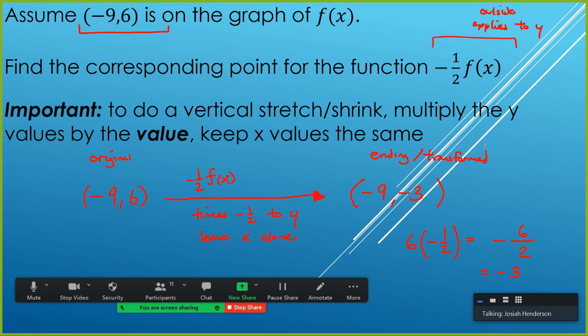And it's kind of cool, no matter what f of x looks like, because it doesn't tell us, right? We don't know if this is a parabola or the cubic or the straight line or what, or some other weird funky function that they made up. We don't know what the original looks like, but we just know that this original point would transform to a -9, -3 after doing that exact transformation that they gave us.